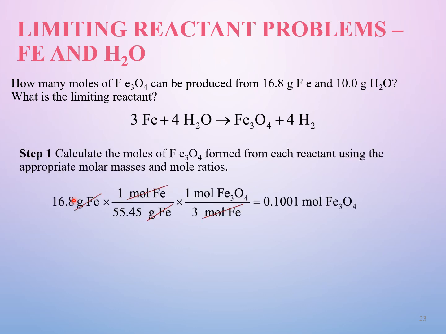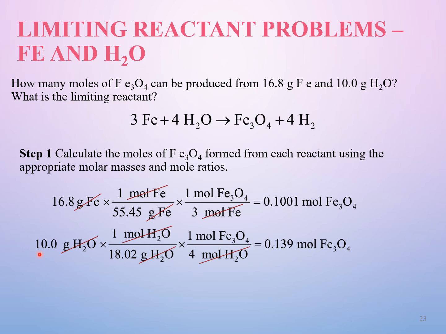So the first option from Fe, you take the grams and turn it to moles using molar mass, and then you do the mole-to-mole ratio to get your product. You get 0.1001 moles here. So it's 0.100 here. Technically, we keep just 3 sig figs. And then you have 10 grams of water. You do the same thing with the molar mass, and you use the mole-to-mole ratio. You get 0.139. So you see here, this is smaller. So Fe is my limiting reactant, and this water here will be my excess reactant.